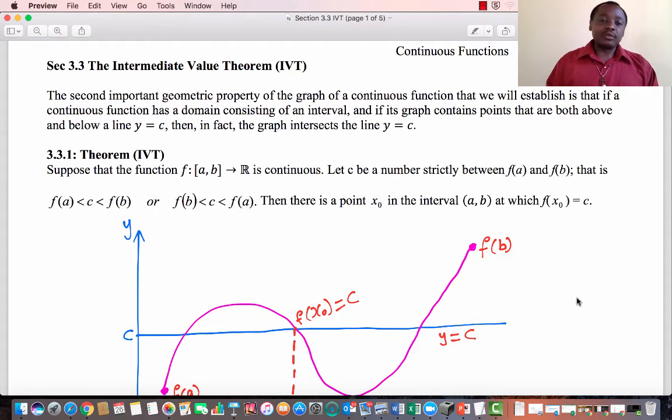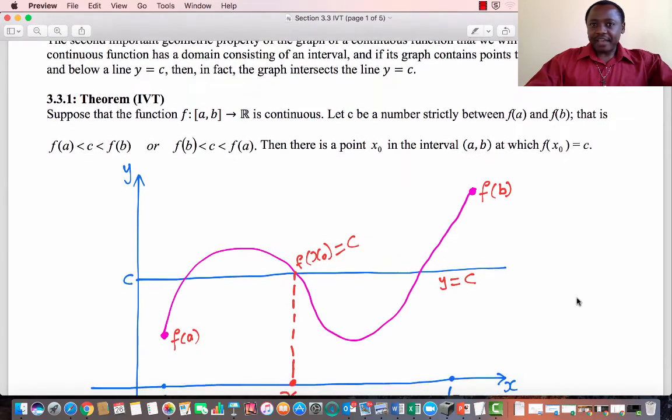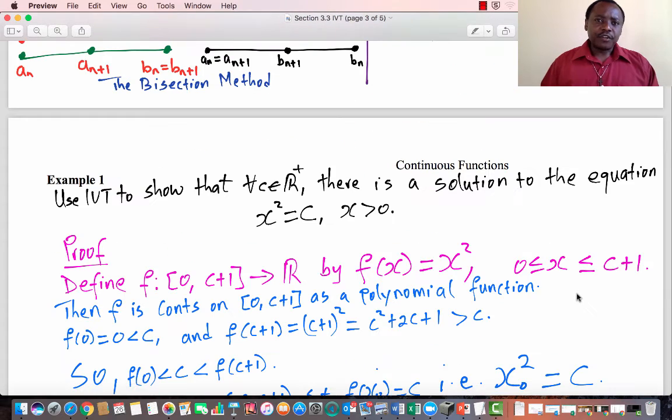And let's go ahead and look at a few application problems so that the concept of IVT can sink in. First application, example 1. Use the intermediate value theorem to show that for every positive real number C, there exists a solution to the equation x squared equals c. X is strictly greater than 0.